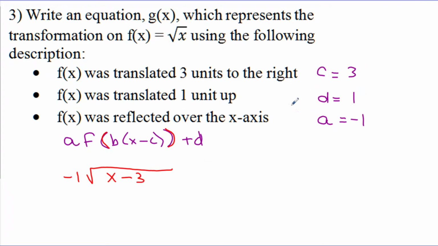Okay? And on the outside, I'm going to put d, so plus 1. So this is what I'm claiming g of x is. G of x is the transformation. There's a, there's c, and there's d, and I input the actual function that we started with, which was square rooting. So this is the answer. G of x is negative, which if you don't want to put the -1, we can get rid of that and just say negative square root of x minus 3 plus 1.